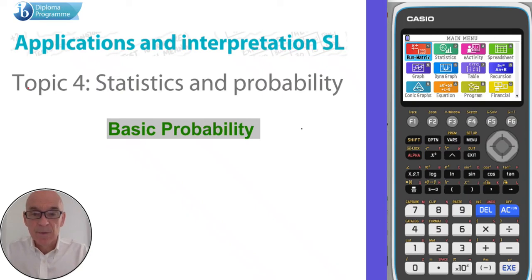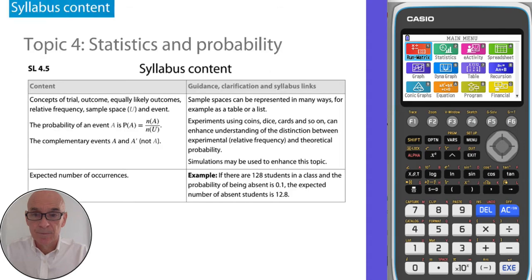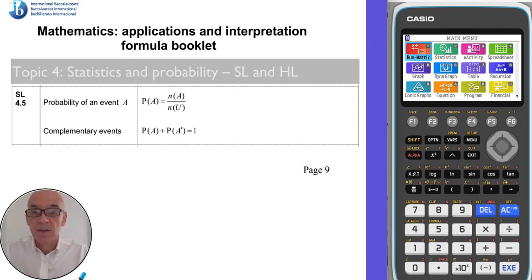Hello, today we're going to cover basic probability. If you look at the syllabus, you'll see the things we're going to cover. We're going to cover the probability of an event, complementary events, and the expected number of occurrences. Look at the formula booklet, you'll see two of the formulas that we're going to come across in today's lesson.